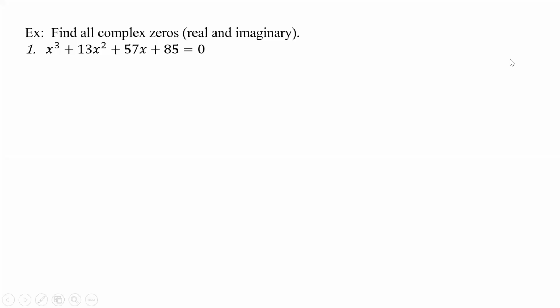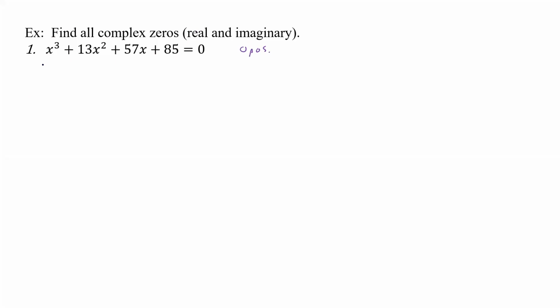All right, so now we're supposed to find all complex zeros, real and imaginary. So this means we're going to get to a part where we're going to end up with some imaginary probably. Okay, so let's start looking for real ones first. So if I look here, no sign changes. So I'm going to say there's 0 positive numbers that are going to be our zeros.